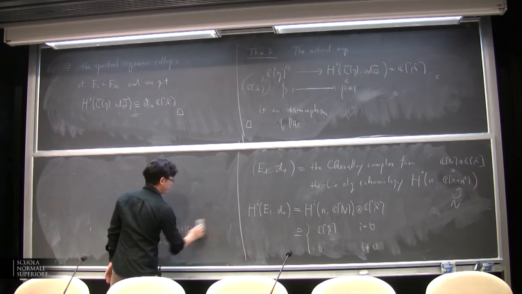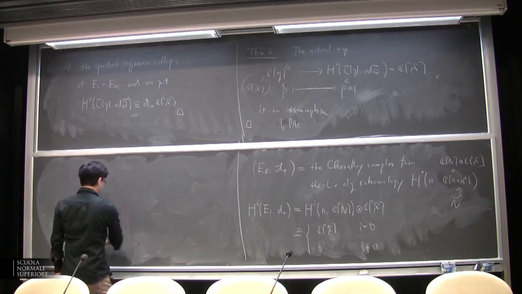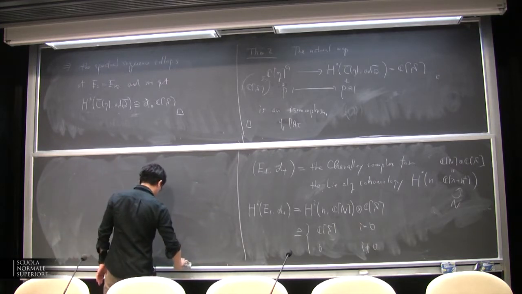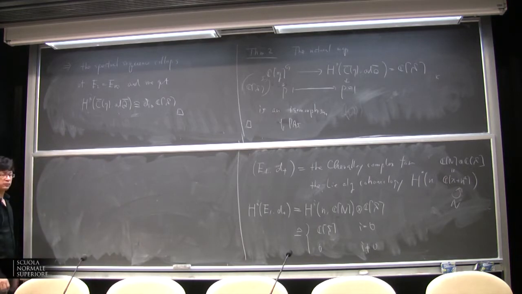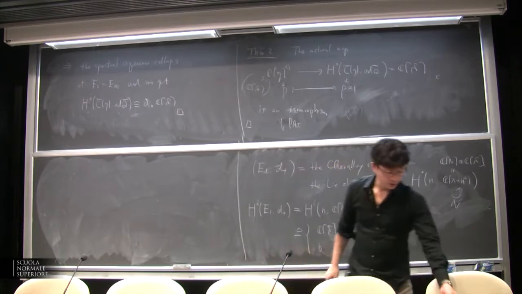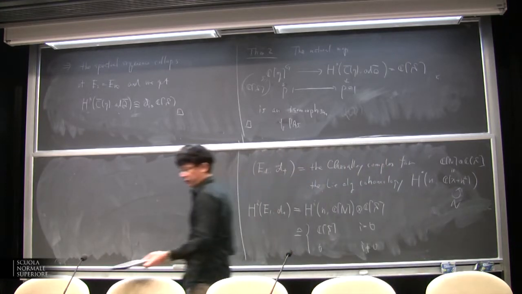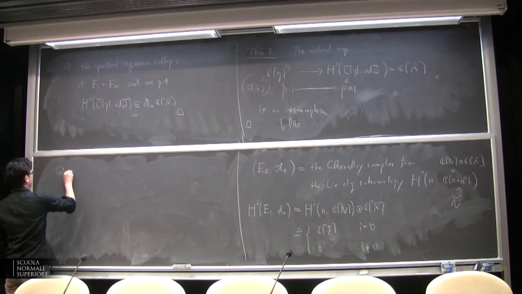Right. So what is good about this BRST cohomology is that it's functorial. And also, it's easy to quantize it. Functoriality, maybe we don't have time to explain, but let me explain about quantization.